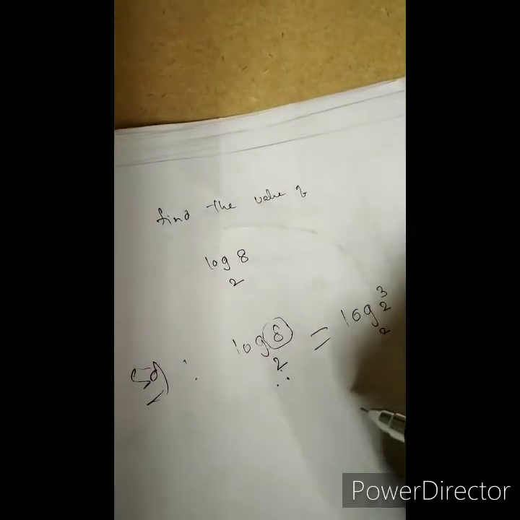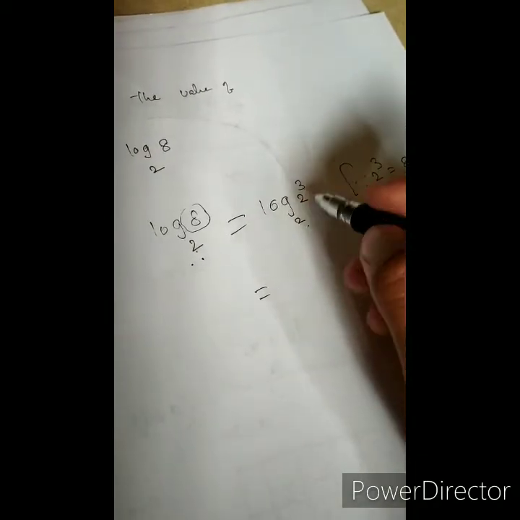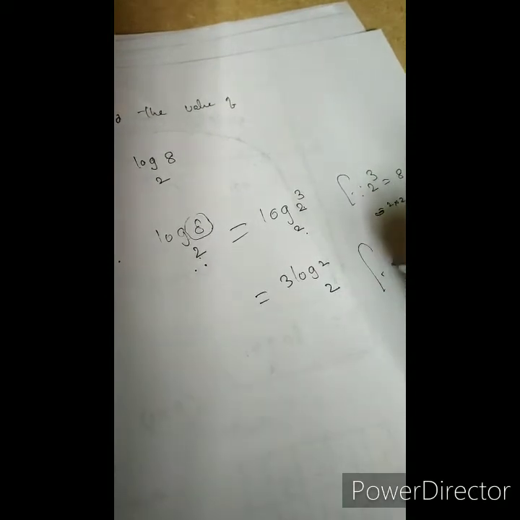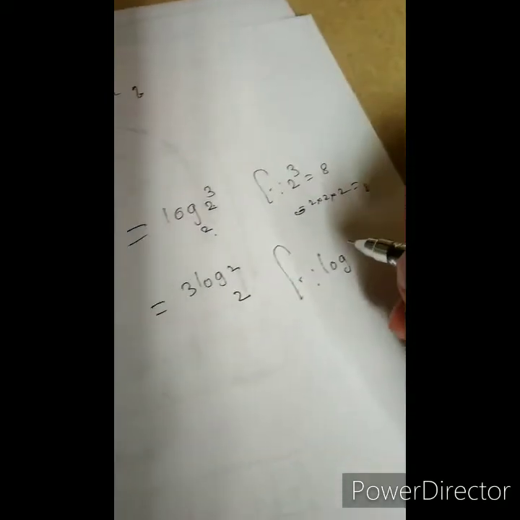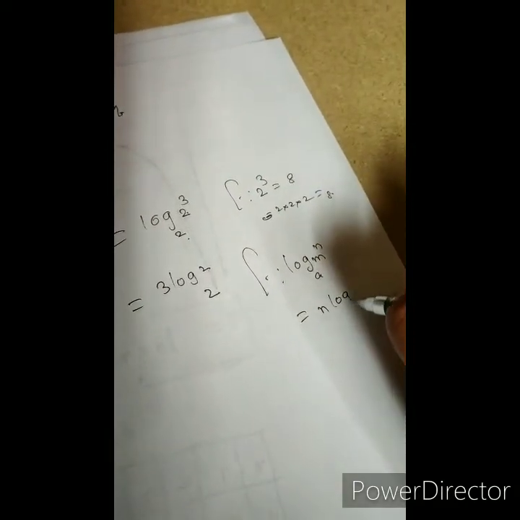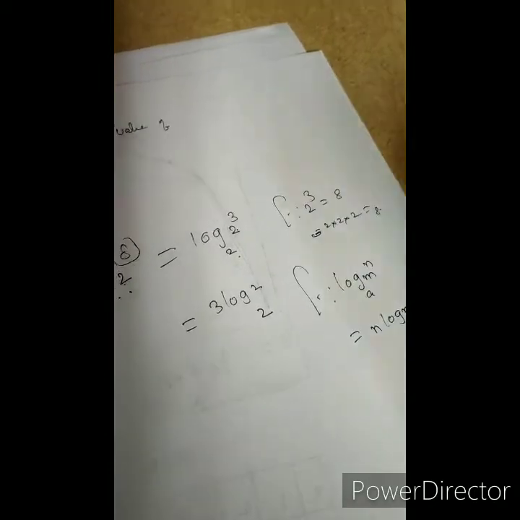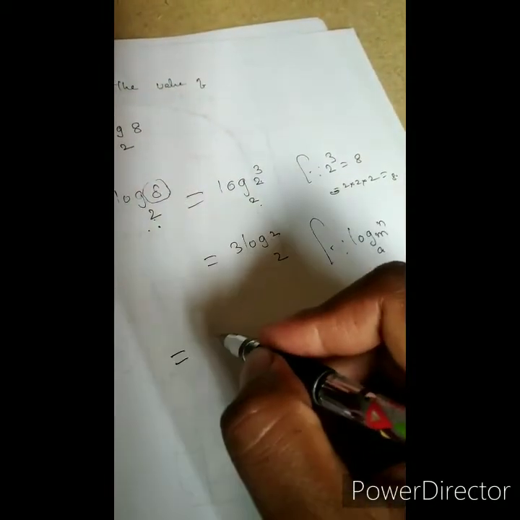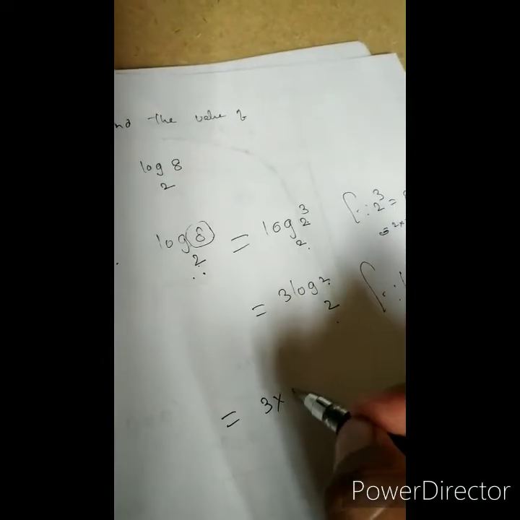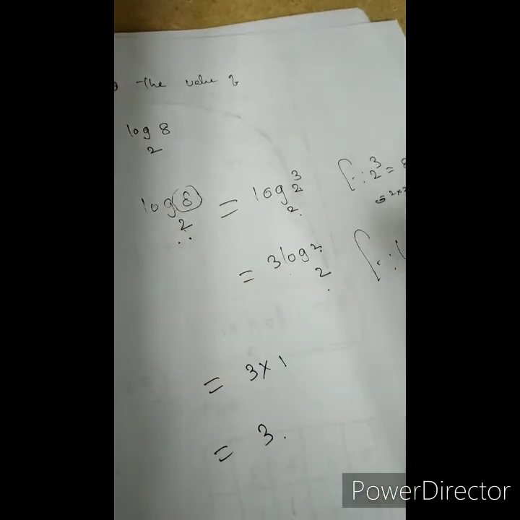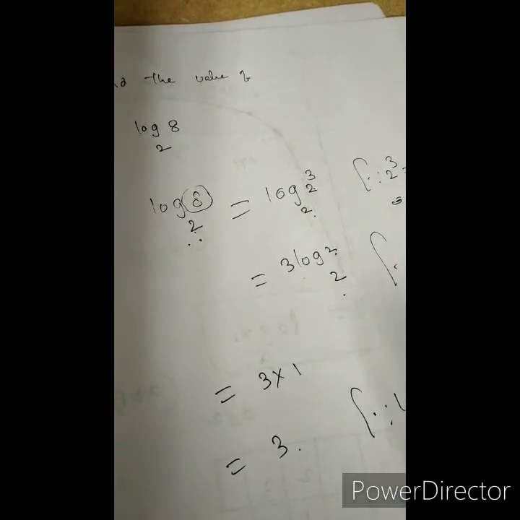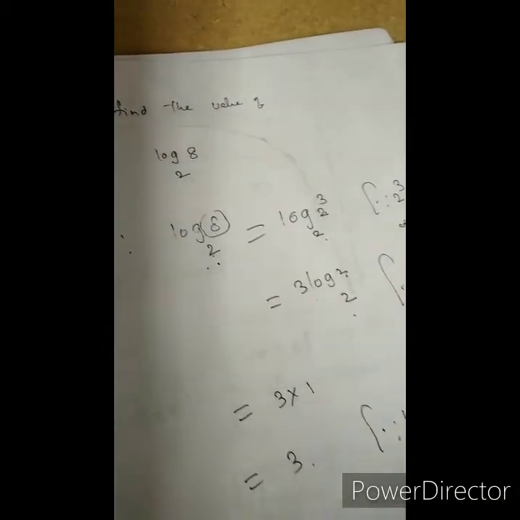So now from this, you can write 3 into log 2 base 2. Why so? We know the law of logarithm: log of m power n to the base a equals n into log m to the base a. Now this is equal to 3 into the logarithm of a number to itself, whose value is 1. This equals 3, since the logarithm of any number to itself as base is equal to 1.